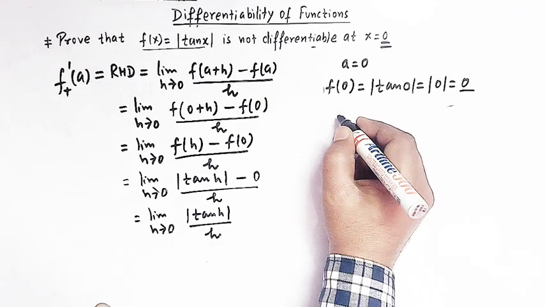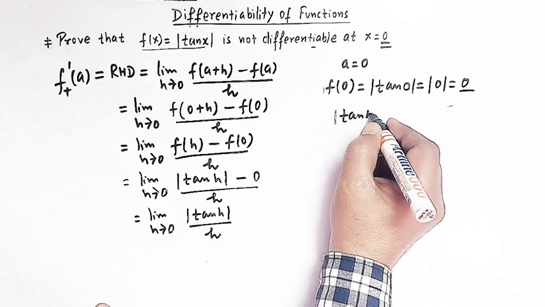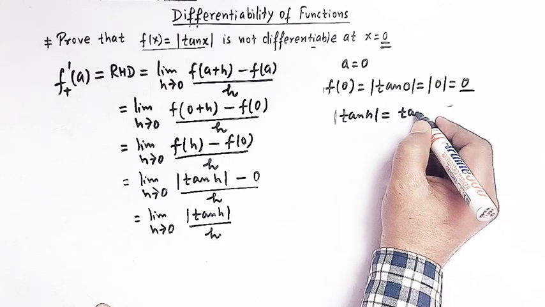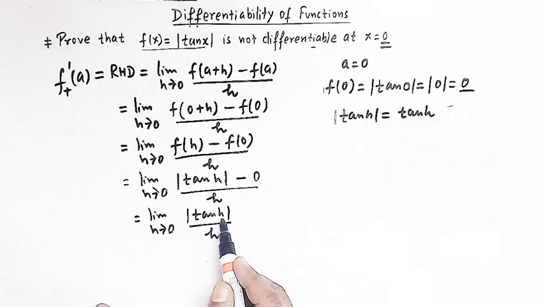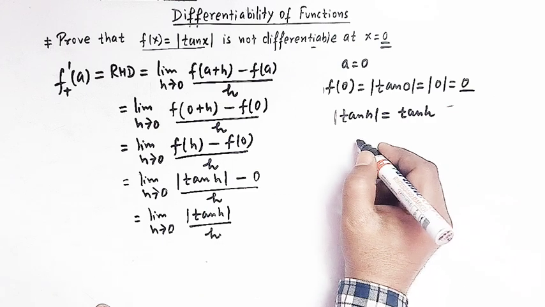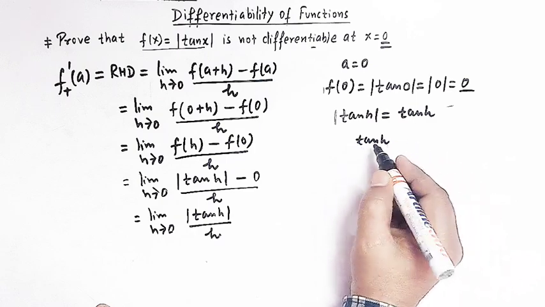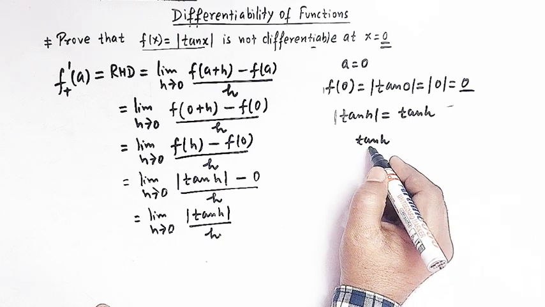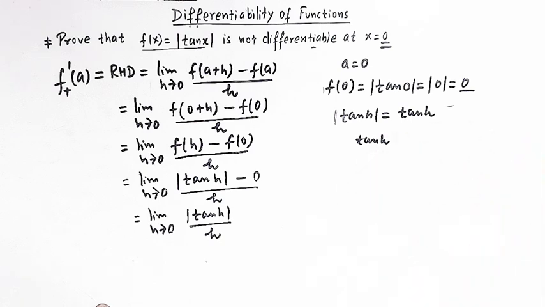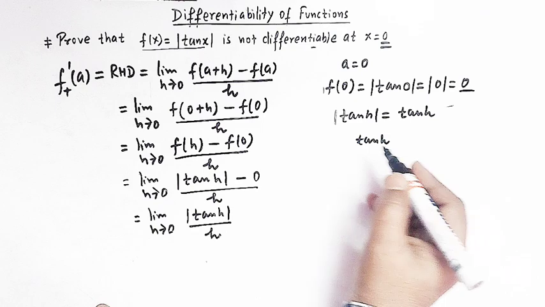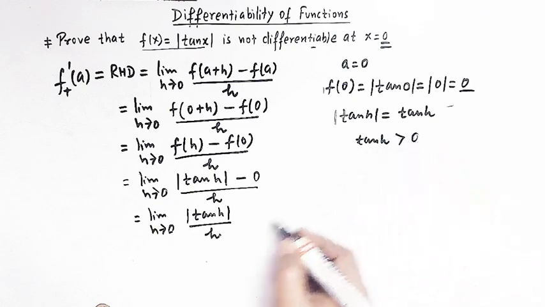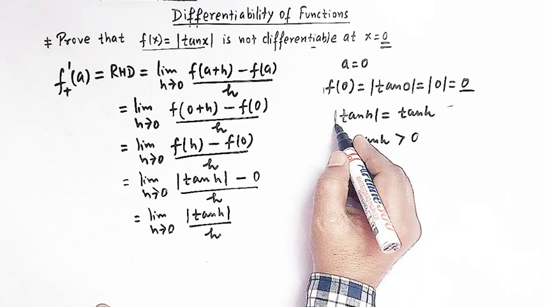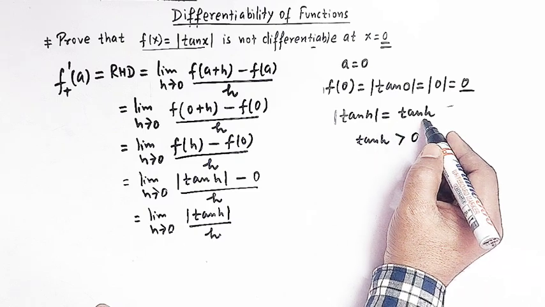Now we can write mod of tan h is equal to tan h, because this quantity h is infinitesimally small and positive, so tangent of h always lies in the first quadrant, and tangent of x in the first quadrant is always positive, right? So tan of h is greater than 0. So we can now write mod of tan h is equal to tan h.